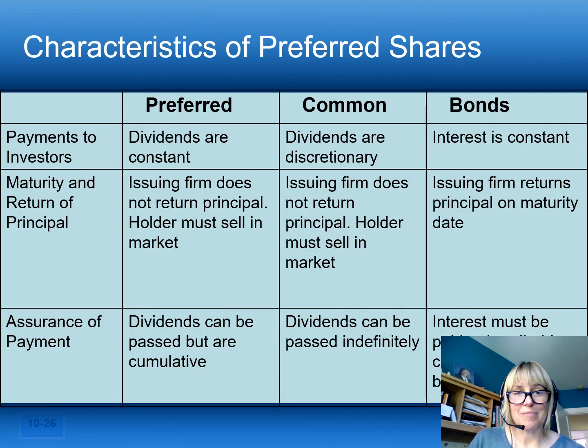Just some last graphs, which are nice summaries of the different types of securities: preferred, common, bonds. If it was me, I would actually show common, preferred, bonds, or bonds, preferred, common, either way, because preferred is a bit of a hybrid between common shares and bonds. But at any rate, it's a nice summary here. Take a look at it at your leisure.